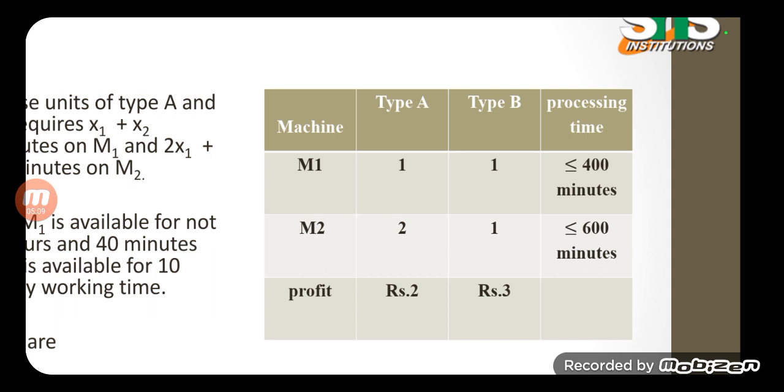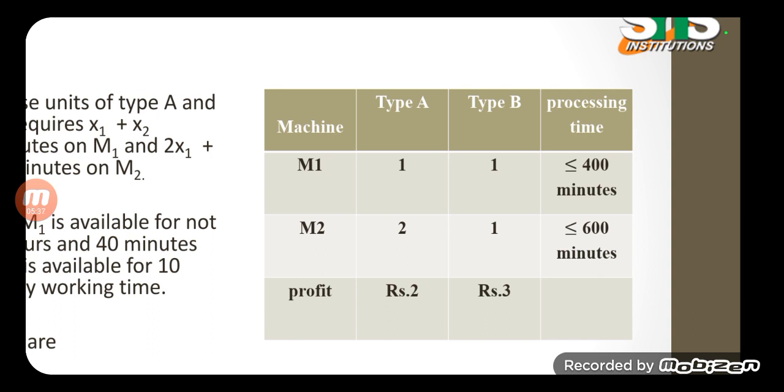So the process time does not exceed 600 minutes. Since machine M1 is available for not more than 6 hours and 40 minutes and machine B is available for 10 hours during any working time, as already given, the constraints are x1 plus x2 less than or equal to 400, and 2x1 plus x2 less than or equal to 600. Both decision variables are positive.